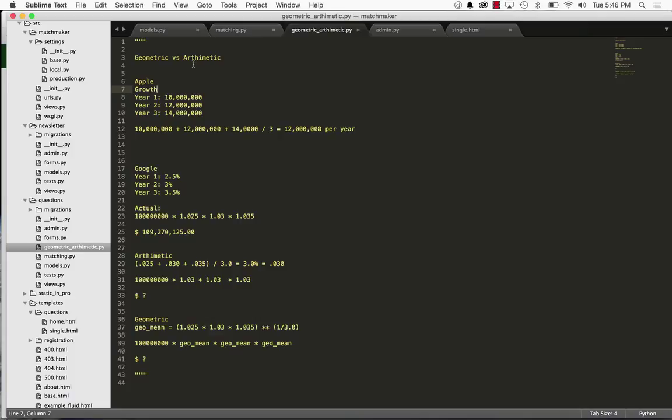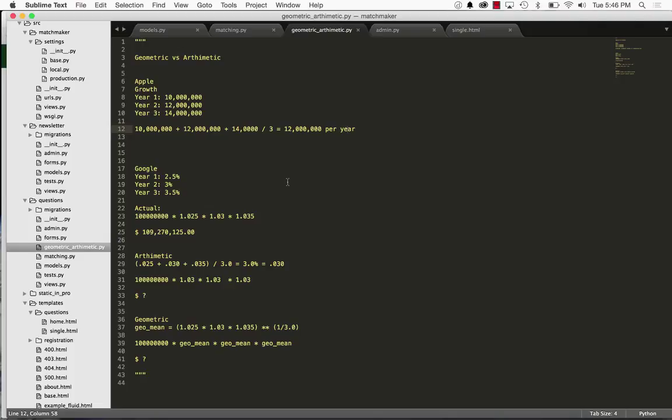So geometric mean versus arithmetic. Arithmetic is fairly straightforward. With the mean, you add the numbers together and then you divide it by the amount of numbers that are there and you get an average. So in this case, there's three numbers, and then if we divide it by 3, we get an average. So let's say, for instance, Apple, they had this growth of 10 million, then 12 million, then 14 million. So that's how much they grew. Every year then, on average, they grew 12 million per year.